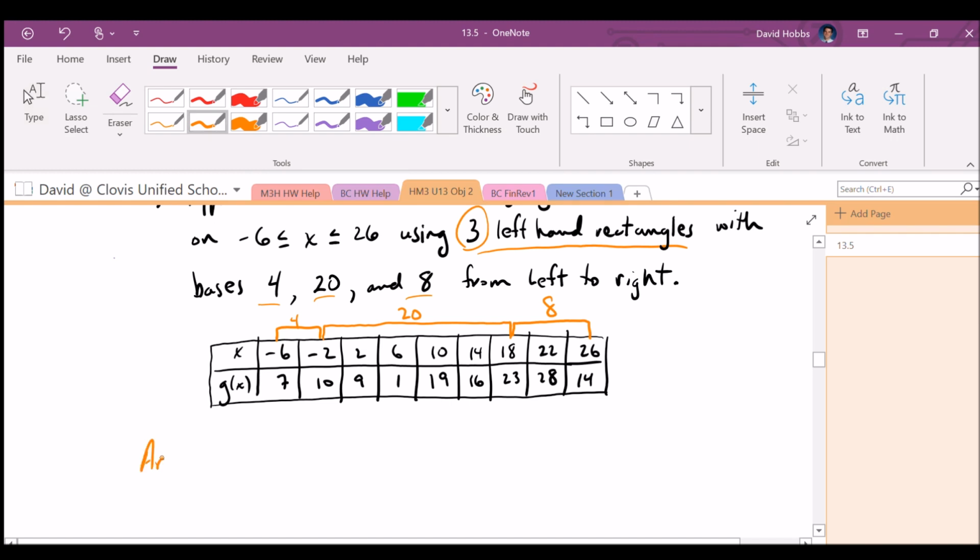So my area is approximate. Now again, it's not the same base, so we don't have to do the GCF thing. Yes, there is a GCF of 4, but if you want to do that, you can.